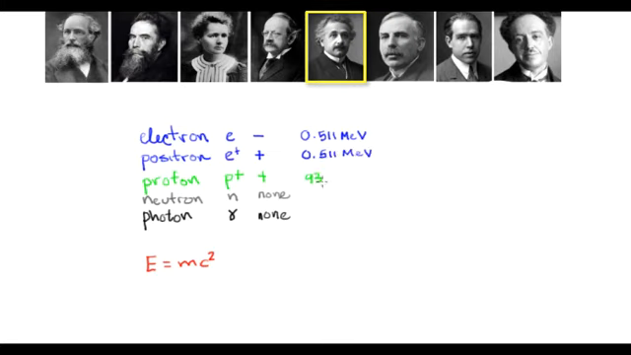Mass and energy are interchangeable. The proton is much more massive, though, 938 MeV. And the neutron is more massive still, 939.9 MeV. And the photon, as I said, doesn't have mass.